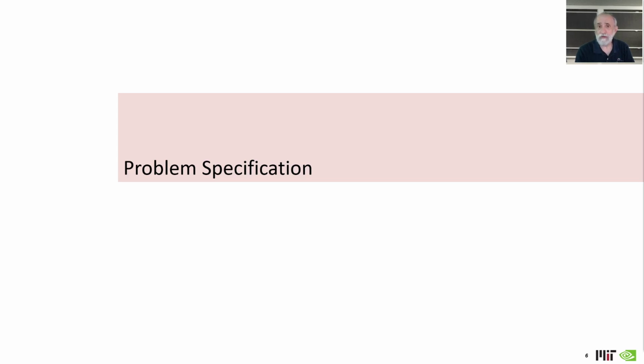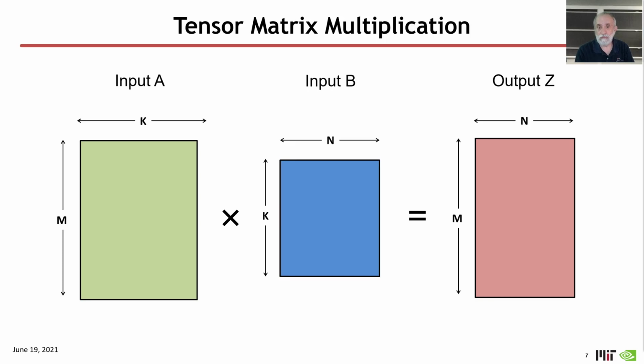What I'm going to do is give a couple of examples of tensor computations and how we might represent those computations for specifying the problem or the workload that we want to model. So the first example I'm going to give is a tensor matrix multiplication. I'm sure many of you are familiar with this computation. In this case, we have two inputs, A and B.